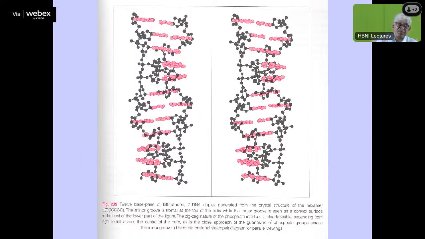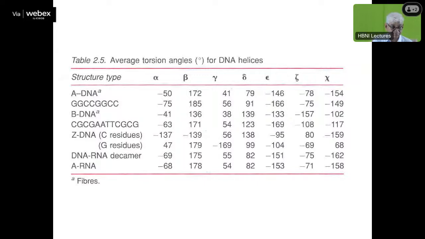In both A-DNA and B-DNA, there was a 1 nucleotide repeating unit. Here in Z-DNA, it is a 2 nucleotide repeating unit. And the 2 individual nucleotides in the repeating unit have different structures. That we will see in more detail here.